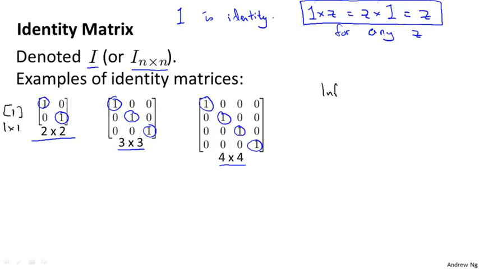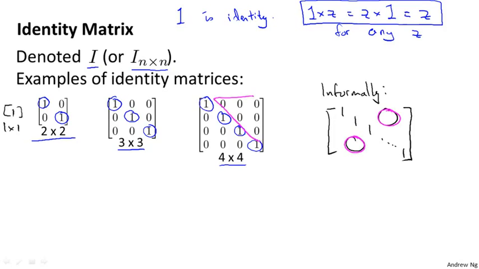Informally, when I or others are being sloppy, very often we'll write the identity matrix using this notation: draw square brackets, write 1, 1, 1, dot, dot, dot, 1, and then somewhat sloppily write a bunch of zeros there. This big 0 and this big 0 are meant to denote that this matrix is 0 everywhere except for the diagonal. So this is just how I might sloppily write the identity matrix.